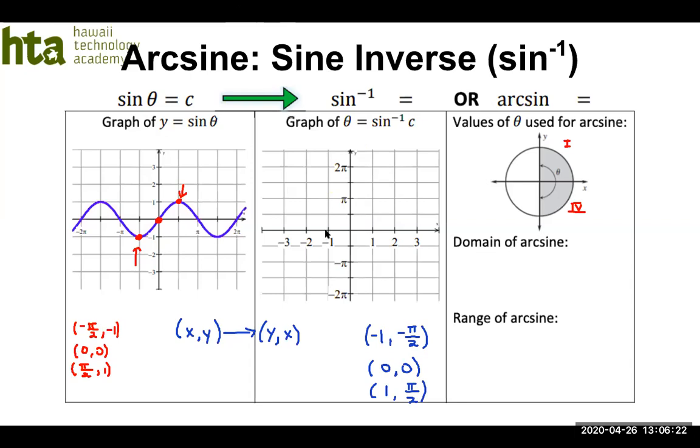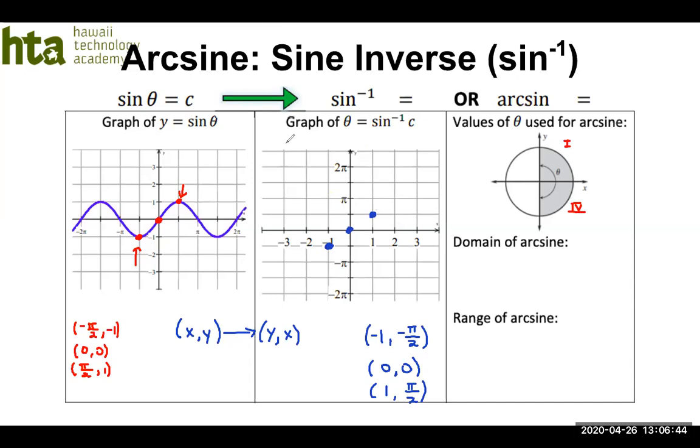So the x is -1, the y is -pi/2, so that's a point right there. 0, 0 stays 0, 0, and +1, +pi/2 is right here. These are the only 3 points we are going to graph. You are only going to be graphing 3 points for all of your inverse functions. Okay, even for tangent, you're only going to be graphing 3 points.